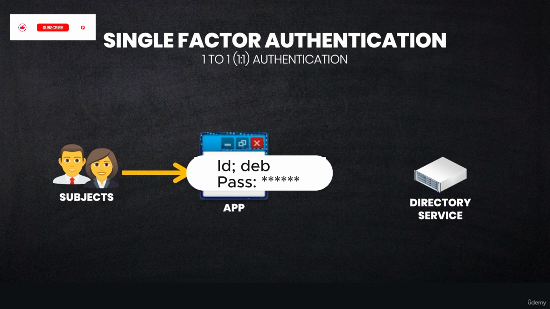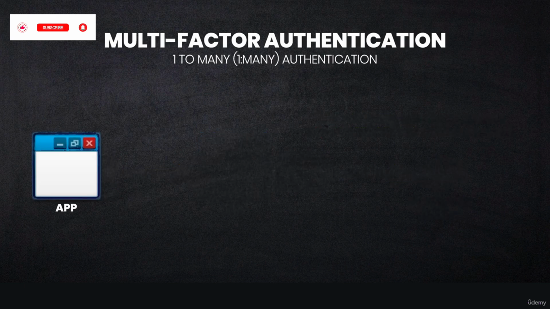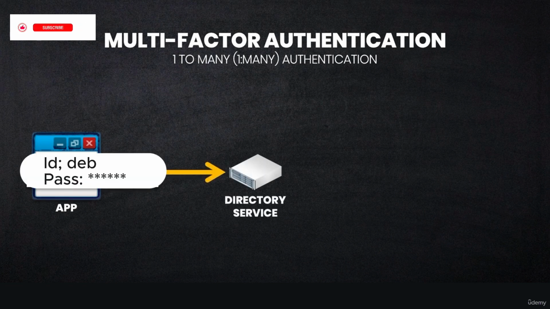This is also called one-to-one authentication because it's one subject to one factor of authentication, right? And if you authenticate correctly, then you will be given access. And again, the username is how you verify your identity. The password is how you authenticate that identity. Now, on the other hand, with multi-factor authentication, this is also called one-to-many, one subject to many different types of authentication. So in this case, we go to log into that app and we enter our username and password, right?